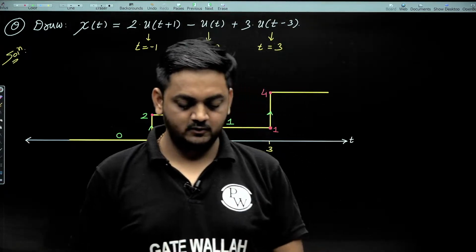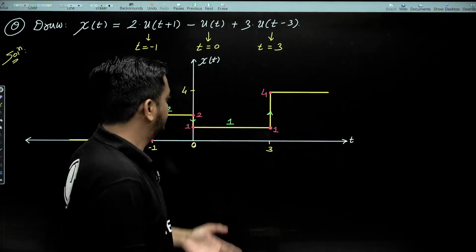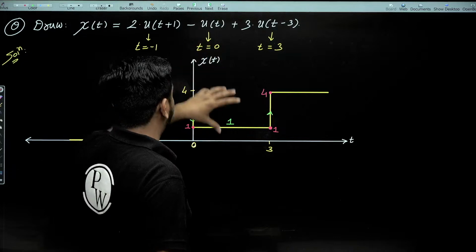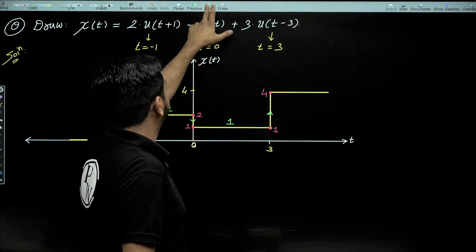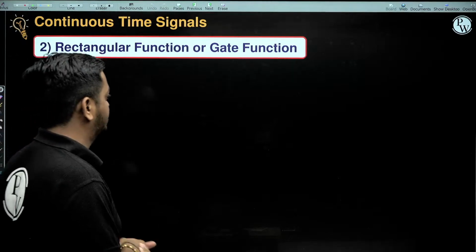Okay, fine. So let us finish this lecture here. In the next part, we will solve more questions like this, and I will start the next standard signal, the rectangle function or gate function, which is also known as the pi function.